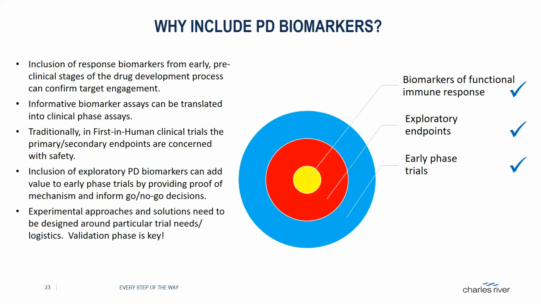So then, by way of a summary, in some respects this reiterates what Gayle mentioned in her earlier session, which is if we can include response biomarkers early in the preclinical stages of the drug discovery process, we can confirm target engagement. If we can select informative biomarkers, these can also be translated to the clinical phases. And whilst early phase first in human trials are mainly associated with safety, if we can build in some additional exploratory biomarkers at this stage, we can add value and provide proof of mechanism to support the sponsor's go, no-go decision.